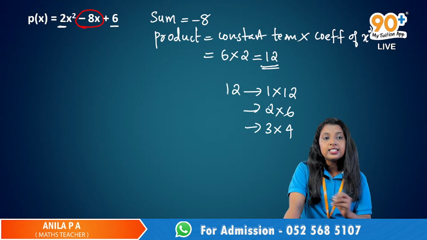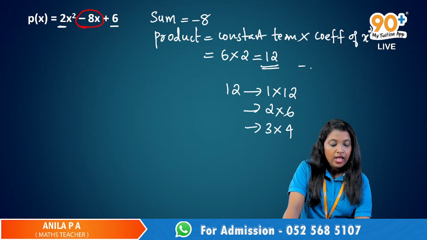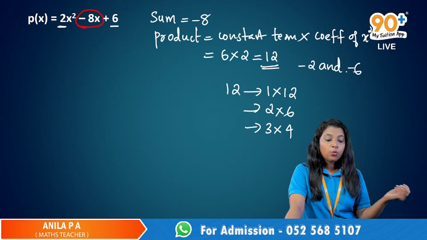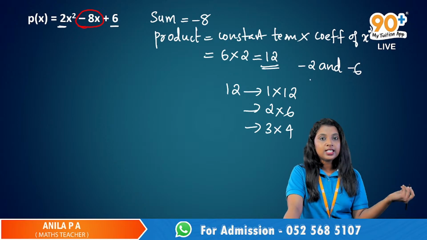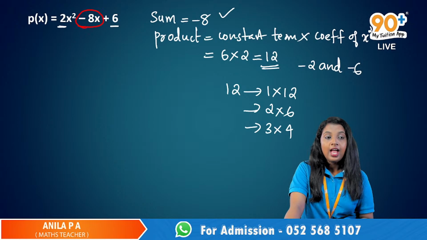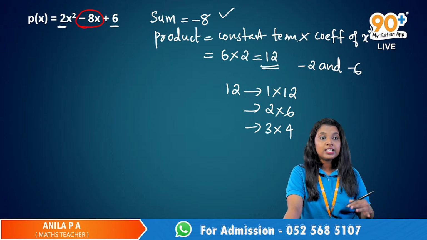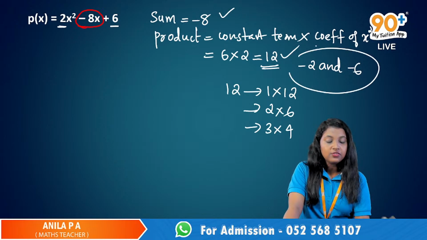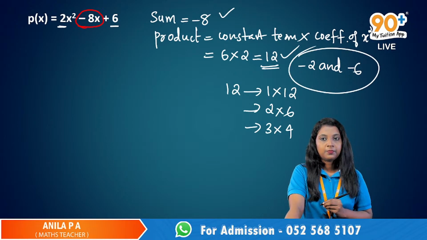So let's change the sign to negative 2 and negative 6, and check whether this works or not. What is negative 2 plus negative 6? Yeah, it is negative 8. And what is negative 2 into negative 6? It is positive 12. So the numbers are negative 2 and negative 6.